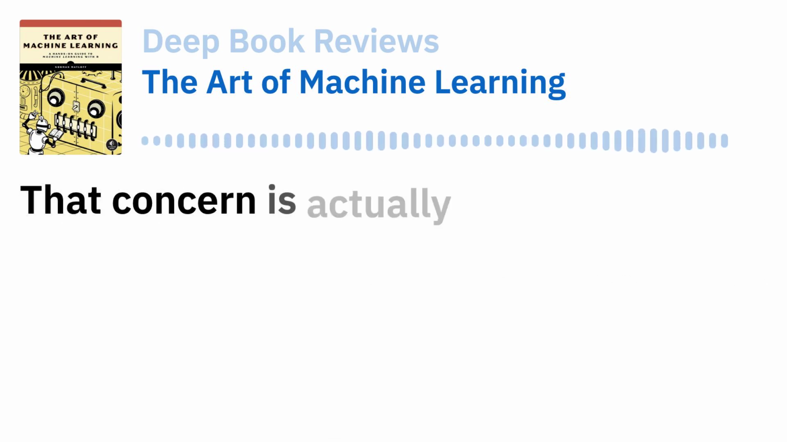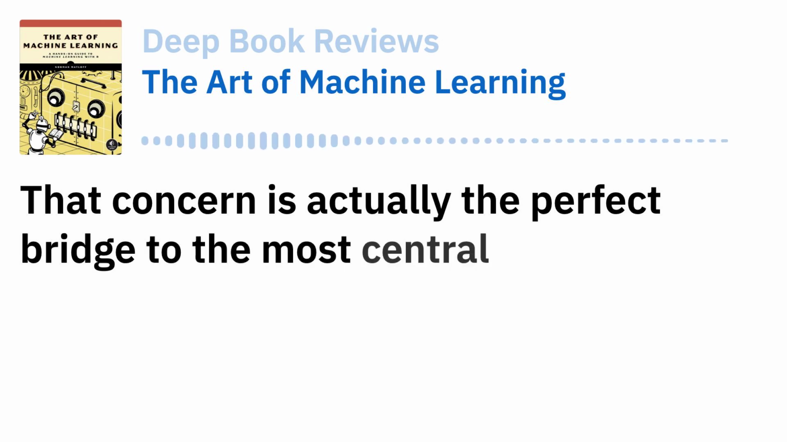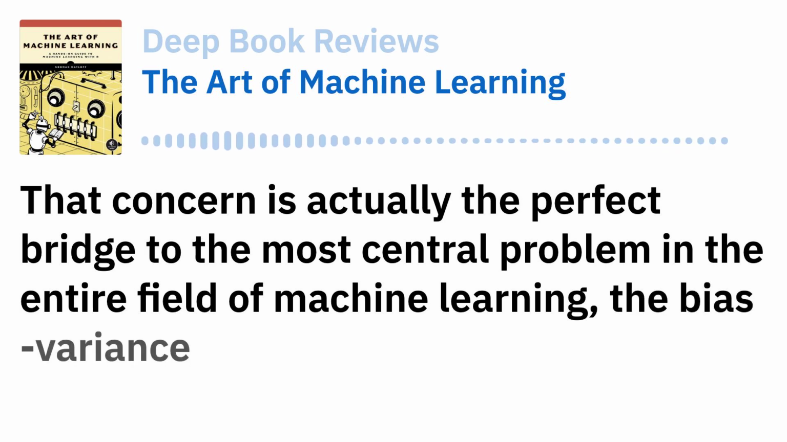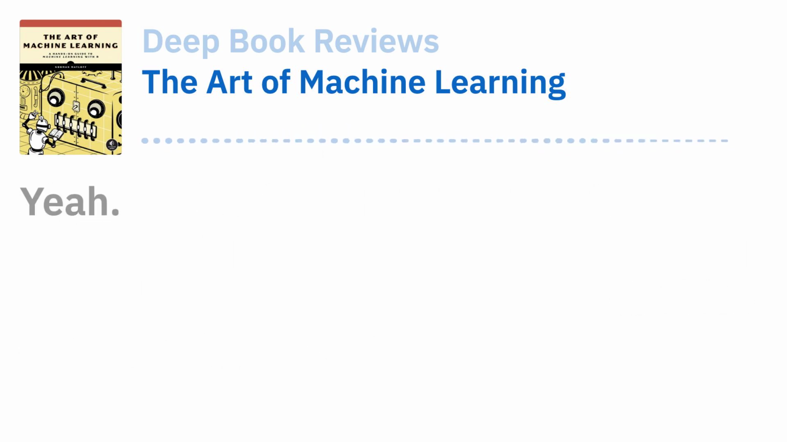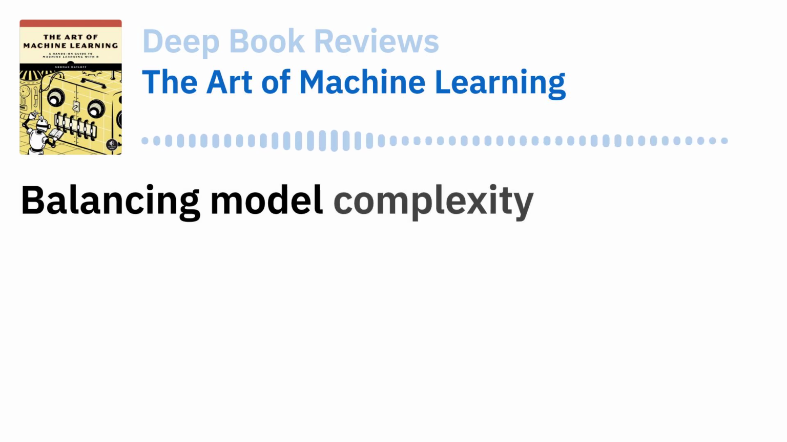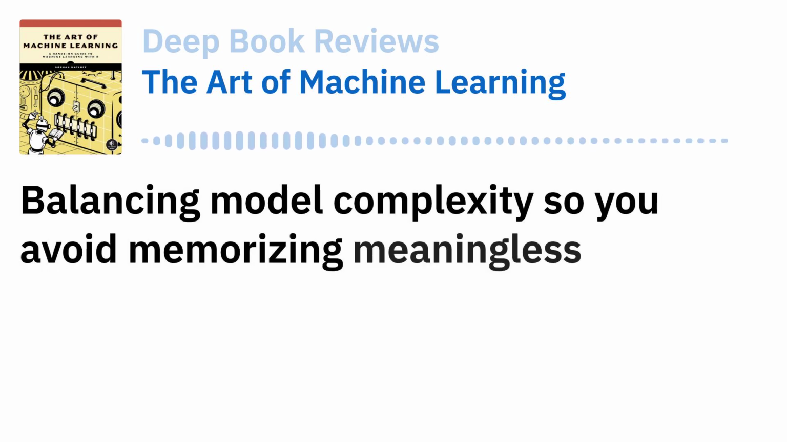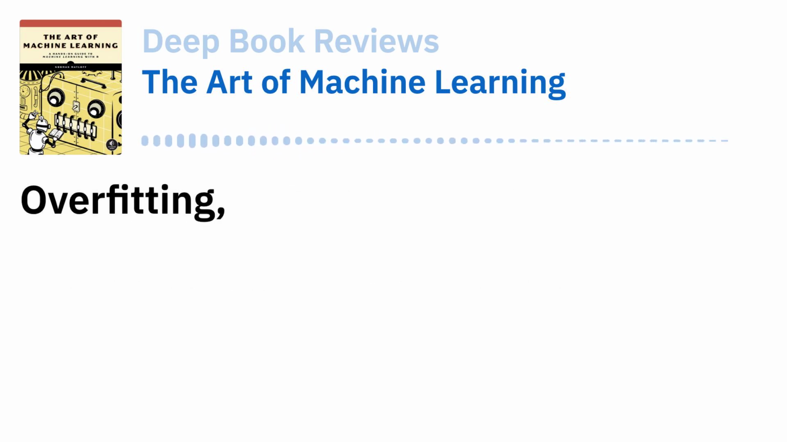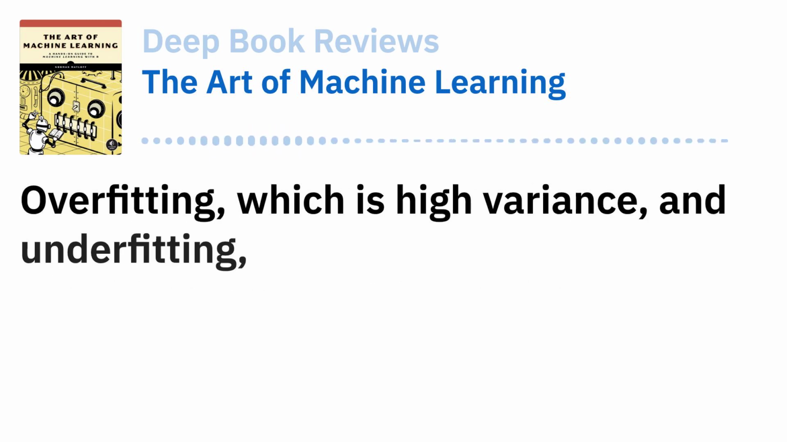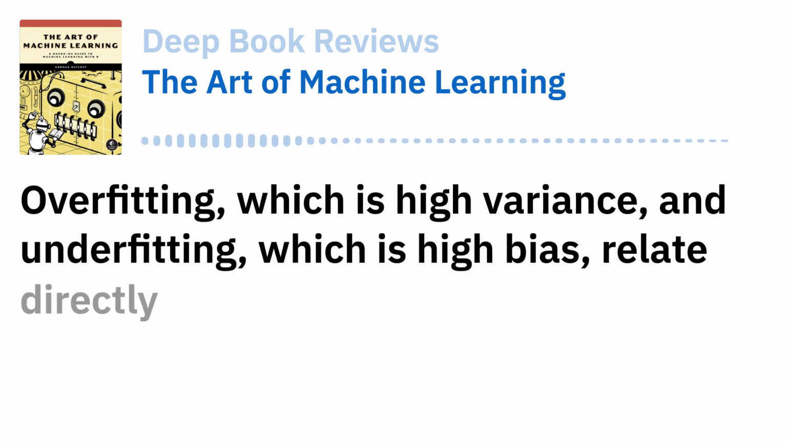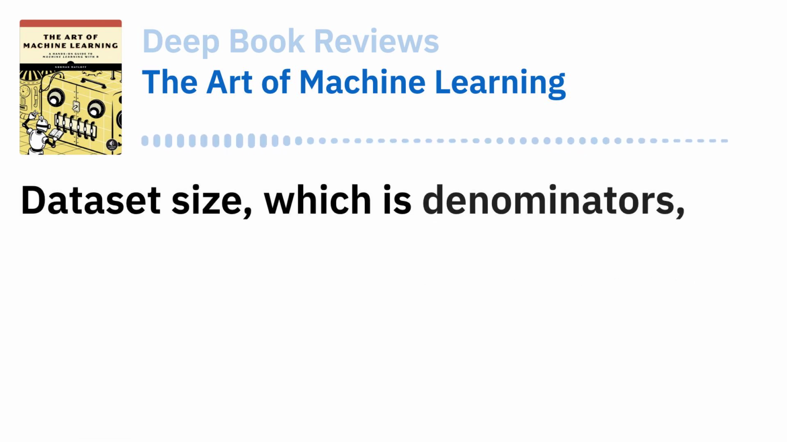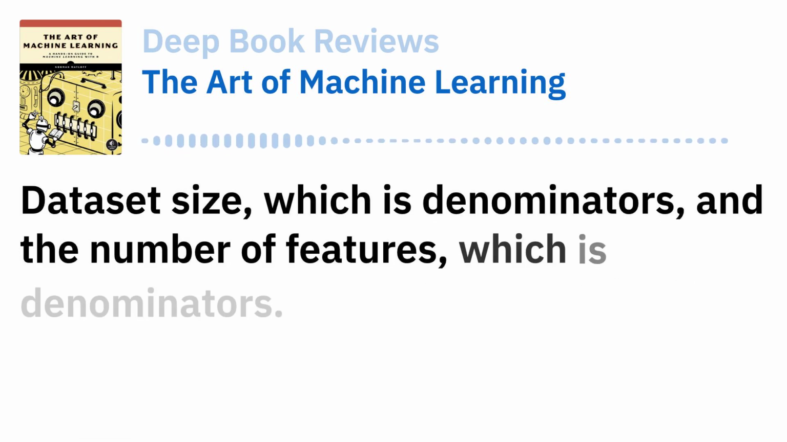That concern is actually the perfect bridge to the most central problem in the entire field of machine learning, the bias variance trade-off. Yeah. Balancing model complexity so you avoid memorizing meaningless noise is the ultimate task of the analyst. Overfitting, which is high variance, and underfitting, which is high bias, relate directly to two mathematical variables. Data set size, which is N, and the number of features, which is P.